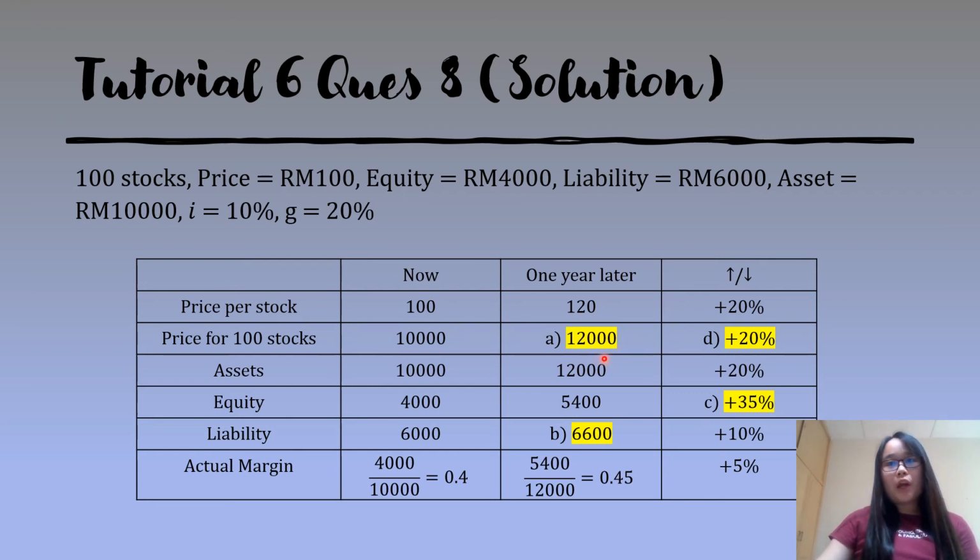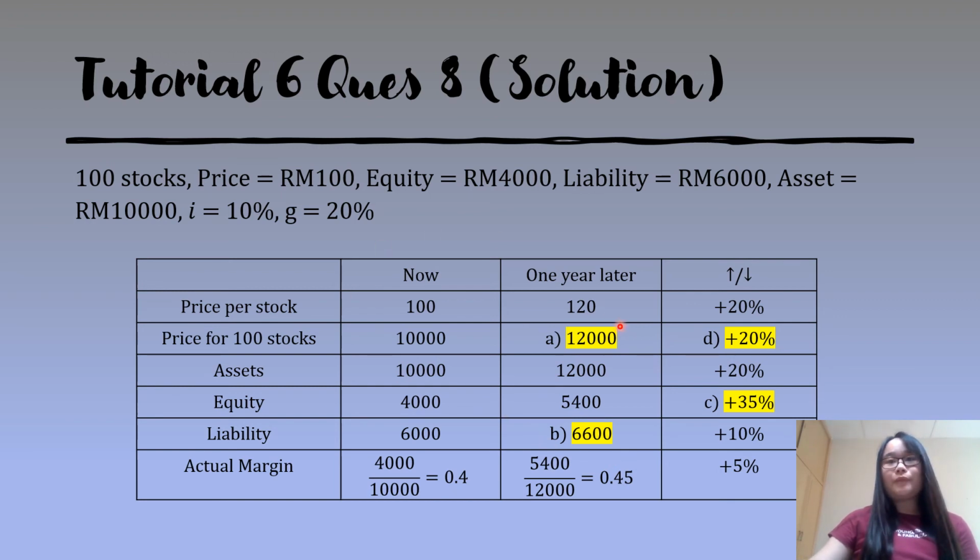Question B: what is the total of loan repayment and interest? We know that the liability is 6,000 and the annual effective rate of interest is 10%. So just take 6,000 times 1.1, and we get 6,600 for question B.